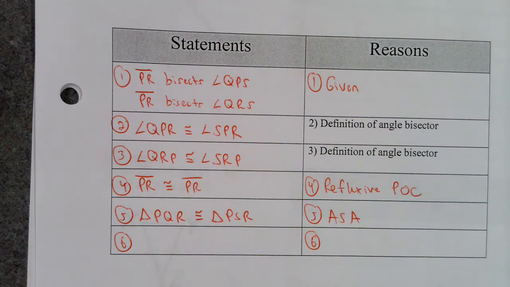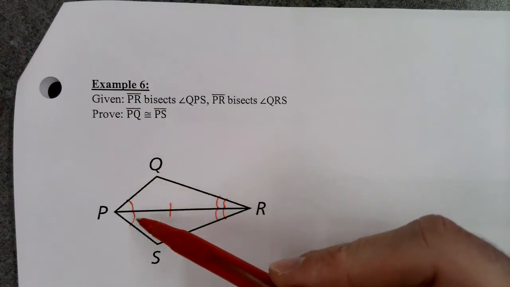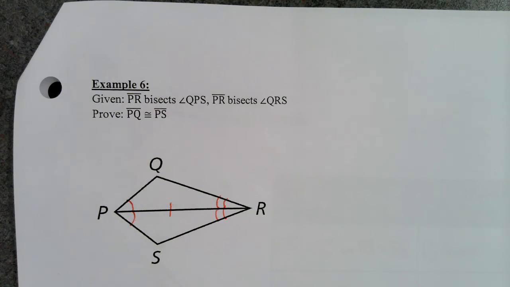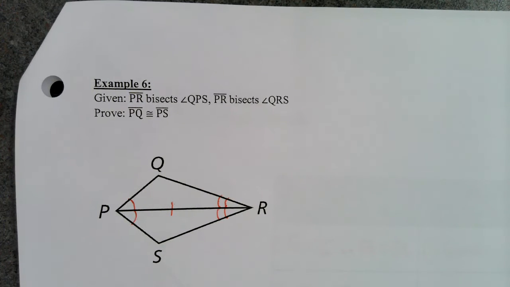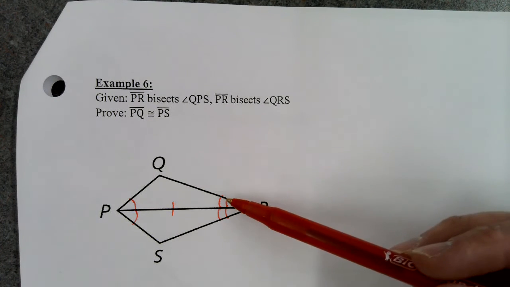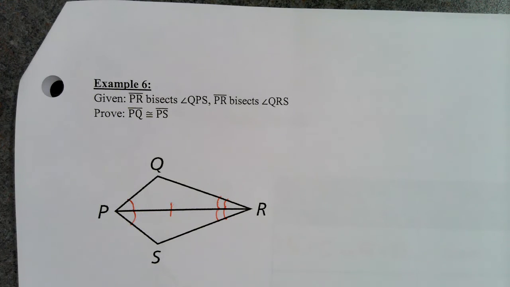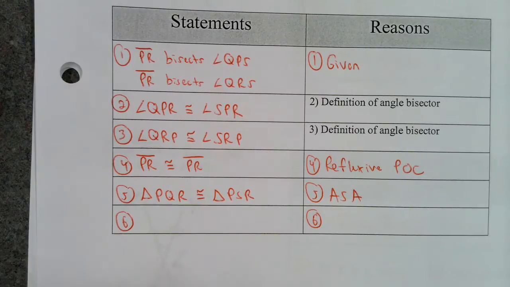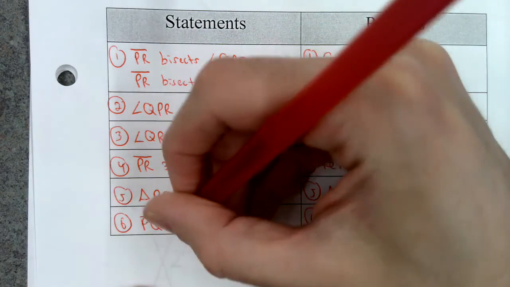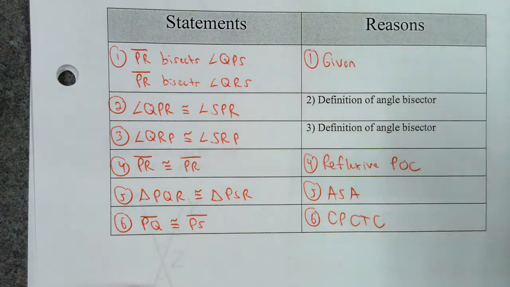Be very careful when you write your triangle congruence statement. So P from the top one corresponds to P from the bottom one because they each have one arc. Q from the top triangle corresponds to S from the bottom triangle because they each have 0 arcs. And R from the top triangle corresponds to R from the bottom triangle because they each had 2 arcs. And now I can prove what I had to prove. Prove PQ is congruent to PS. I can prove that because corresponding parts of congruent triangles are congruent.